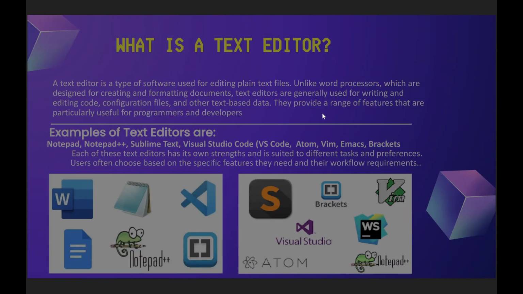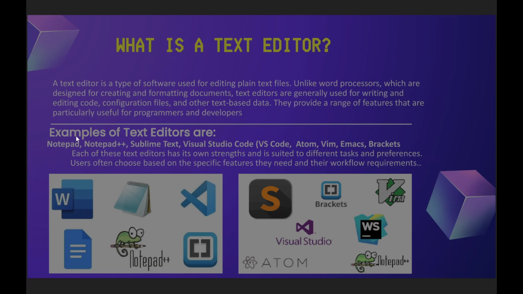So here we will talk about the text editors. So let's jump into it. A text editor is a type of software used for editing plain text files. Unlike word processors, which are designed for creating and formatting documents, text editors are generally used for writing and editing code, configuration files, and other text-based data. They provide a range of features that are particularly useful for programmers and developers. Yes, of course, a text editor is editing software where we can edit code and configuration files. Okay, so if you have to make a website, then you need to write the HTML code in a text editor. So you can see a lot of text editors over here.